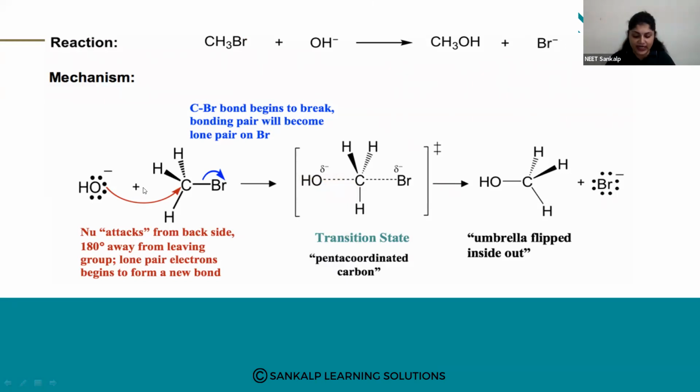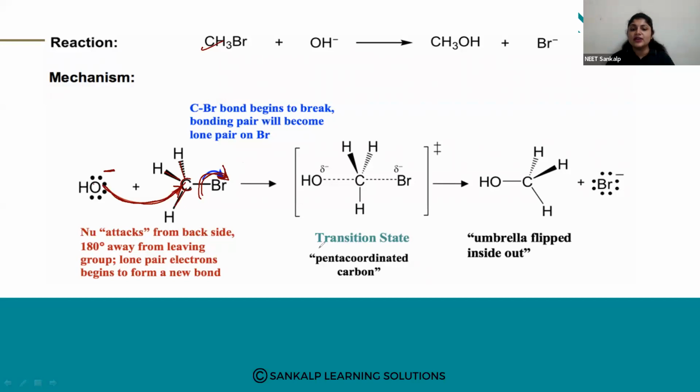So what is the mechanism? You can see this is a one-step reaction. Now this is the mechanism. This is OH minus, and this is your CH3Br. The nucleophile will attack from here, and your leaving group will leave. So the nucleophile will attack from the backside, and your leaving group is leaving from here.